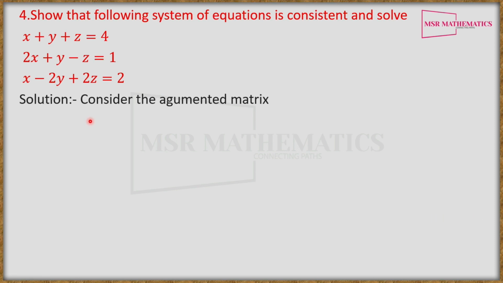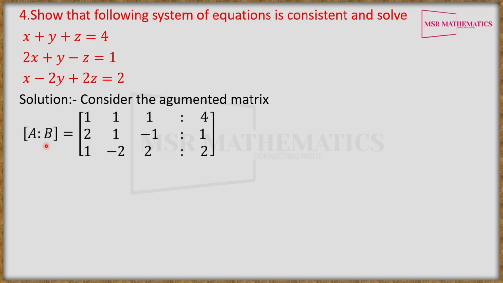For that, first you have to consider the augmented matrix [A|B], where A is the coefficients on the left hand side of the linear equations, and B is 4, 1, 2. So we have to reduce this to echelon form. That means you have to obtain the first element of the second row and third row as 0. For that, you use the elementary row operations R2 becomes R2 minus 2R1, R3 becomes R3 minus R1.